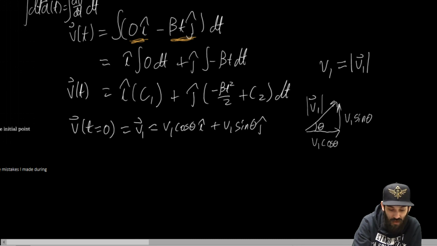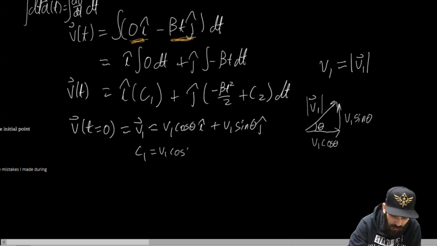Now, if we evaluate our function v vector of t at t equal to 0, that's what we have here. By doing that, we can find what c1 and c2 are. So c1 is a little bit more straightforward because that's just going to be constant always. So c1 is equal to v1 cosine of theta. And evaluating the second term here at t equal to 0 says that this is going to be minus beta 0 squared over 2 plus c2 is equal to v1 sine of theta.